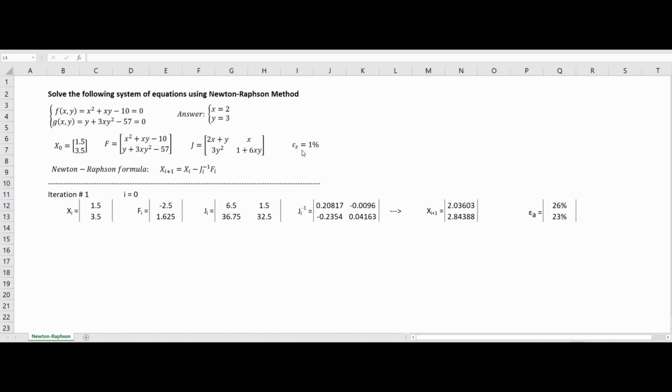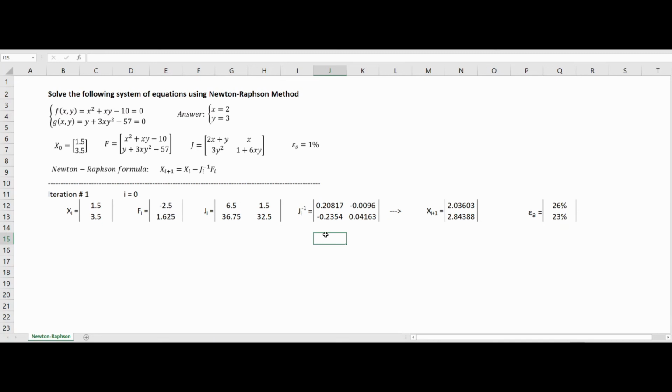This is the Newton-Raphson formula that we use to solve this system of nonlinear equation. So in iteration 1, my counter is 0 because I want to start with the initial guess of x0, which is 1.5 and 3.5. If I evaluate f and j at x0, I'll get these two matrices, and I can calculate the inverse of the Jacobian matrix, which is this matrix in here. One thing I have to mention in here is that in Excel, we can do a limited number of matrix operations, including the calculation of the inverse of a matrix. And that's what I've done in here to obtain the inverse of Ji.